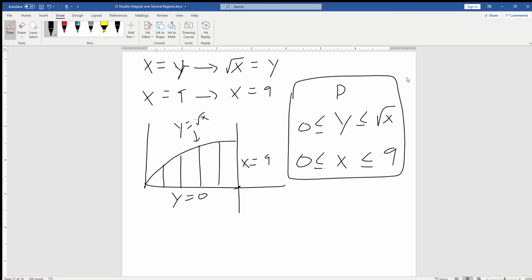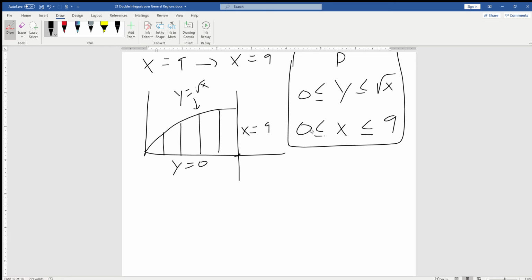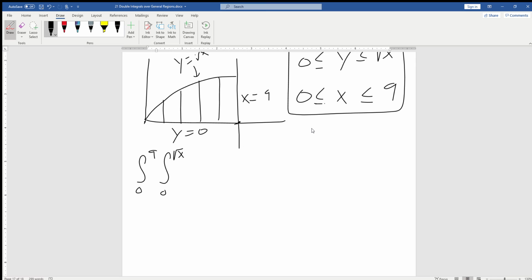We can now set up a double integral. Our double integral is going to be the integral from 0 to 9, always the numeric evaluation at the end, and 0 to root x. We still have the original integrand y cos x squared. However, now we're reversing the order of integration where we're going up and down first, so that's dy, and then dx, which is the change from 0 to 9.